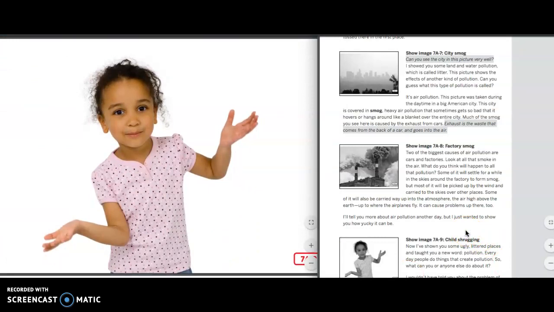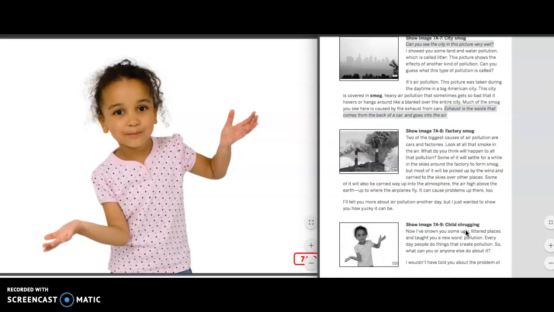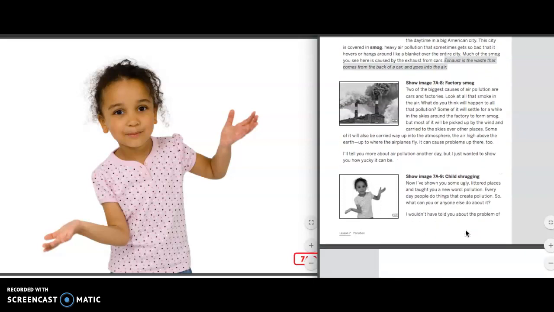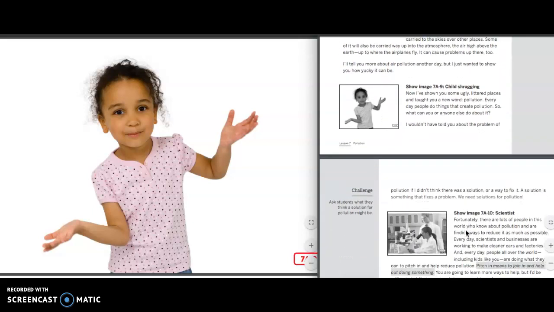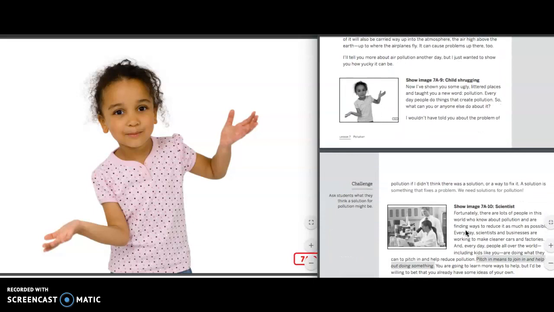Now I've shown you some ugly, littered places and taught you a new word, pollution. Every day, people do things that create pollution. So, what can you or anyone else do about it? I wouldn't have told you about the problem of pollution if I didn't think there was a solution, a way to fix that. A solution is something that fixes a problem. We need solutions for pollution.